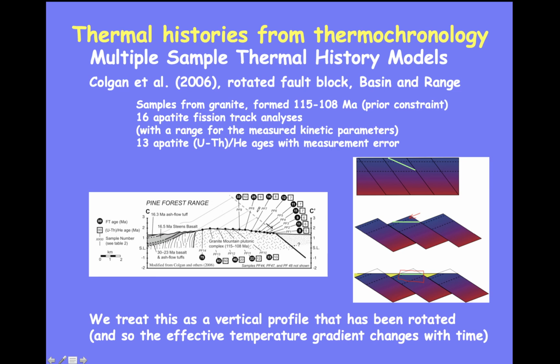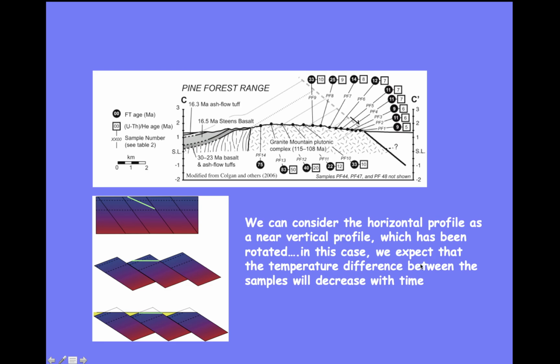But we don't really need to worry too much about that in QTQt, because we're just worried about temperature and time. Okay, and this temperature offset, we don't really need to worry about depth. So we can take those data and we say, well, let's pretend it's a vertical profile. What we expect to happen during this rotation is the temperature difference between the top and bottom samples should start large, as in the top here. This little bit here is the maximum temperature difference. By the time we get to the present day, the temperature difference is 0 because they're all at the same temperature. So we can let this temperature offset parameter change as a function of time. Okay, so this is effectively what's said here.